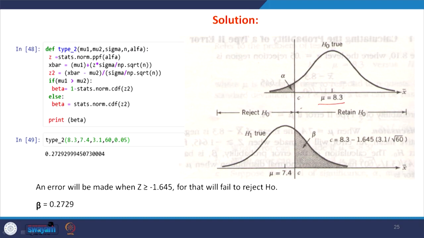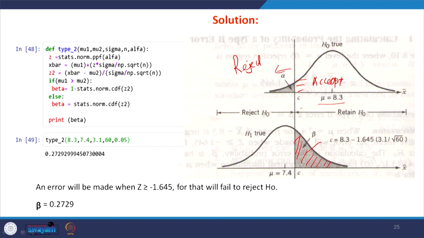You see that any portion going on the left hand side, I will reject, but the right hand side I will accept. But what is happening? The true mean is 7.4. It is lying on the acceptance side of mu equal to 8.3. Actually, I have to reject this, since it is lying in the acceptance region, so this much portion I have falsely accepted. That beta value is nothing but your type 2 error.